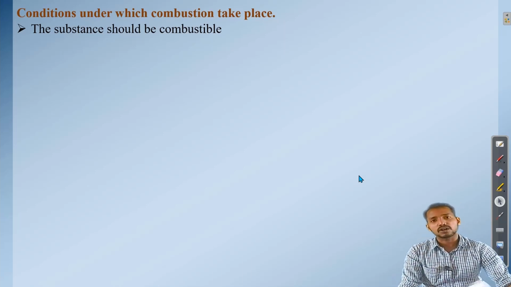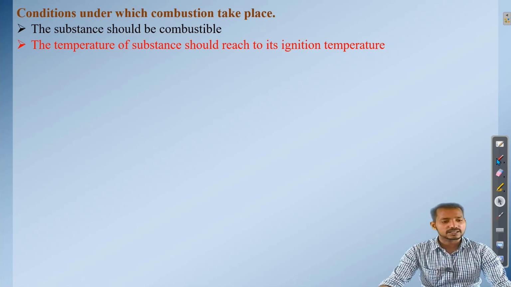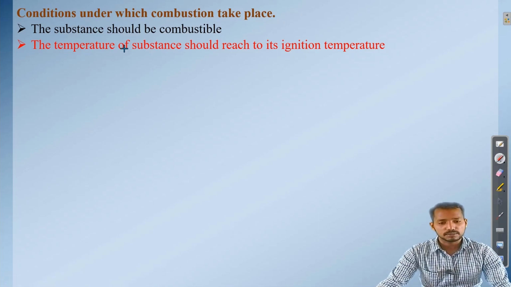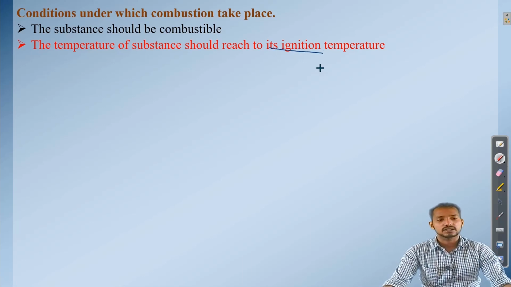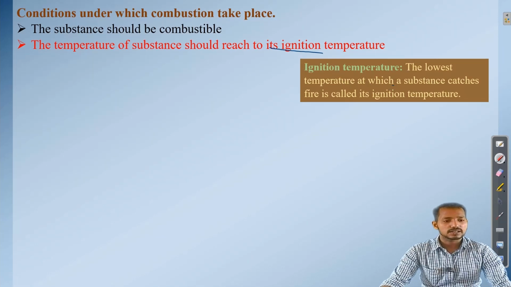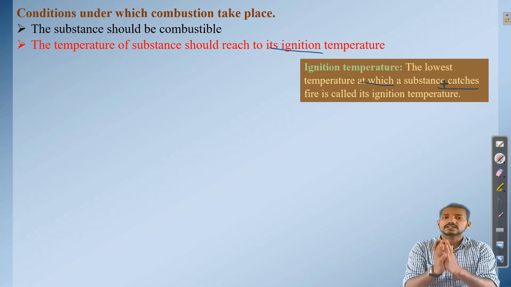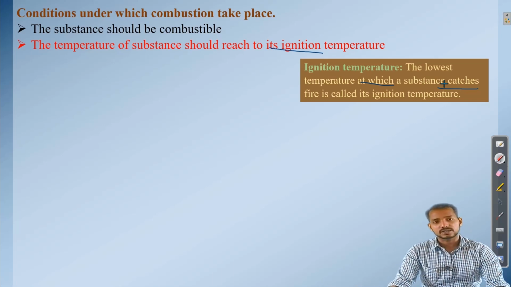That temperature is called ignition temperature. So the second condition is that the temperature of the substance should reach its ignition temperature, which is the lowest temperature at which a substance catches fire. So it should attain its ignition temperature. That is the second condition.